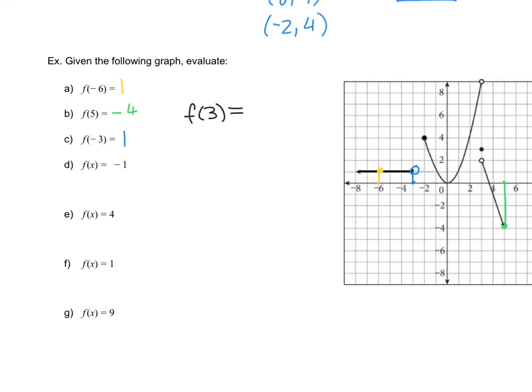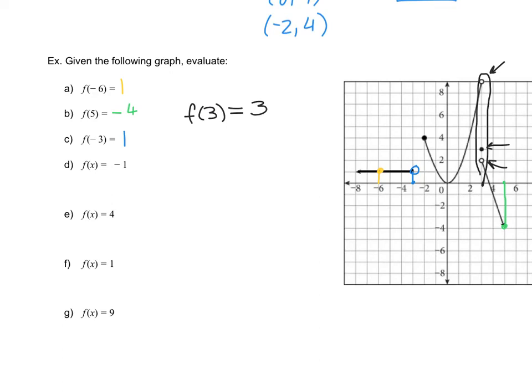If I go to f of 3, 3 is right here. It seems like I have 3 options here, but the top one's a hole, the bottom one's a hole, so my only actual answer is that point at 3. F of 3 is 3.